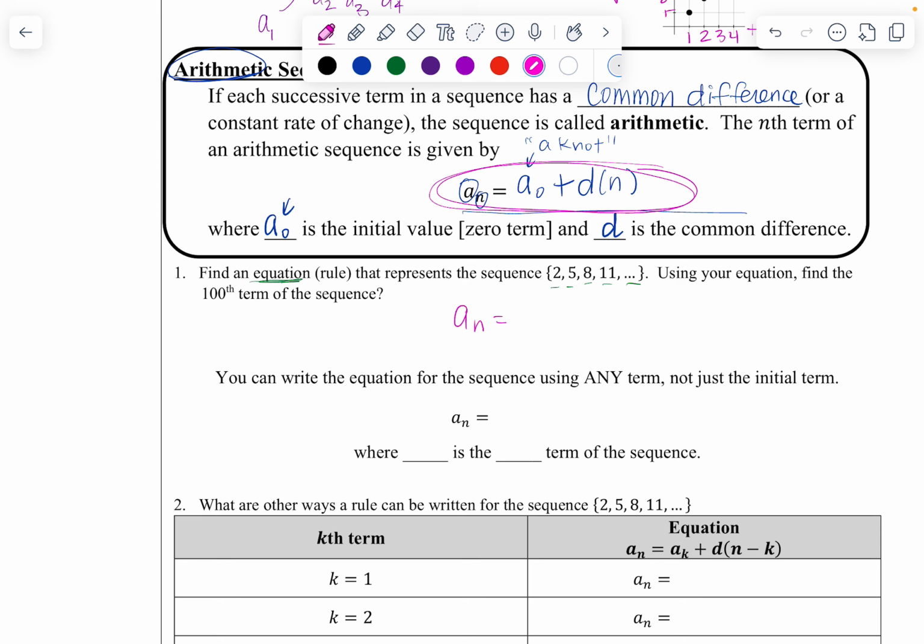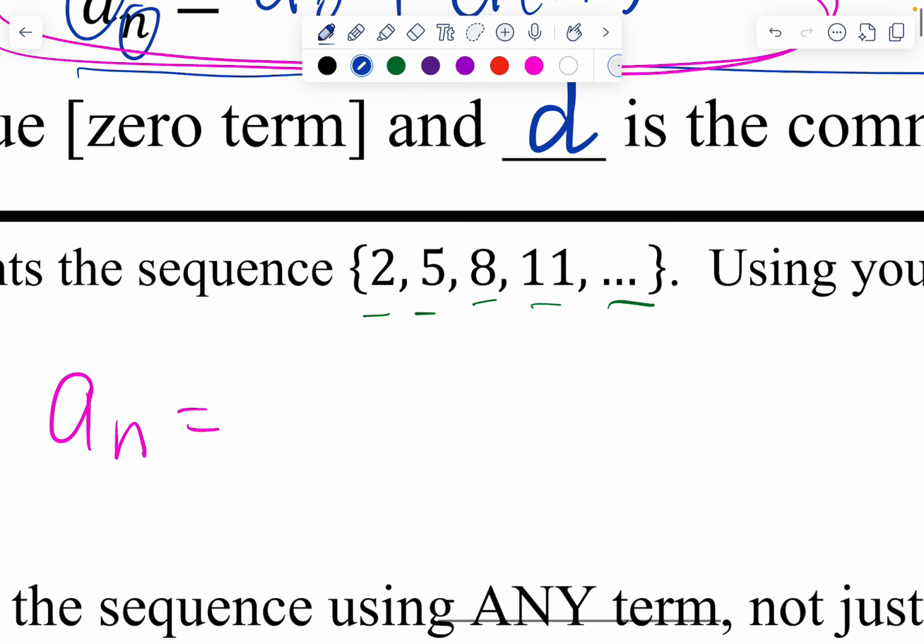So let's go ahead and first look at what the common difference is. Here's how we can discover it. If I go from 2 to 5, I know I had to add 3. From 5 to 8, I had to add 3. From 8 to 11, I had to add 3. And because I'm adding 3 every time, this is my common difference, a positive 3.